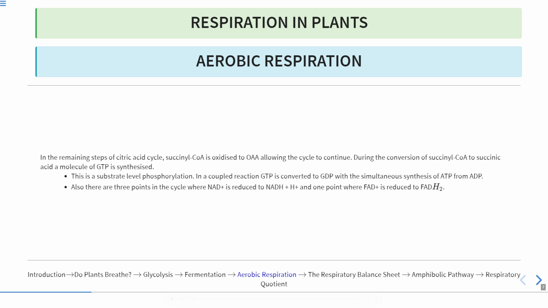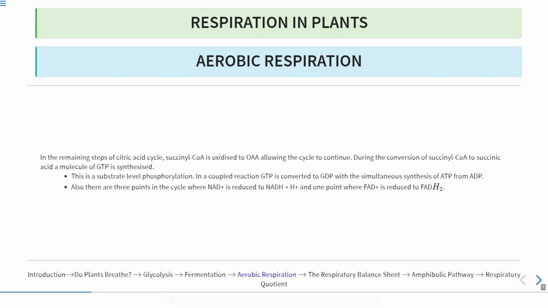In the remaining steps of the citric acid cycle, succinyl coenzyme A is oxidized to oxaloacetic acid, allowing the cycle to continue. During the conversion of succinyl coenzyme A to succinic acid, a GTP is synthesized. This is a very important step of reaction. This is the substrate level phosphorylation.